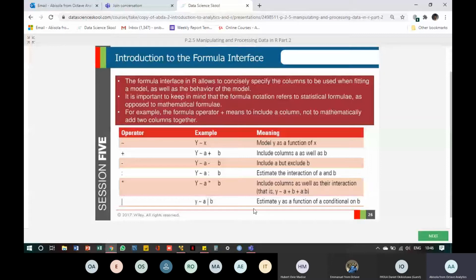Then this is telling us to estimate Y as a function of A conditional on B. So check Y as a function of A conditional on B. If you remember conditional statements in school, maybe if you did maths, you will know that you can do A as a condition of something or B as a condition of something, and so on. So this is checking Y as a function of A conditional on B. We'll see applications of that.